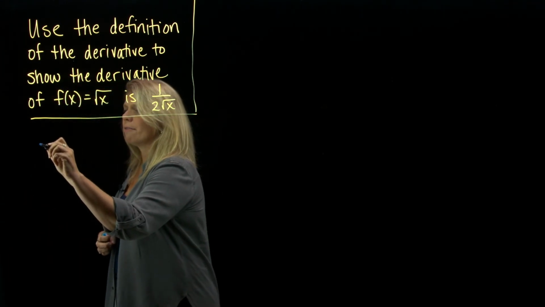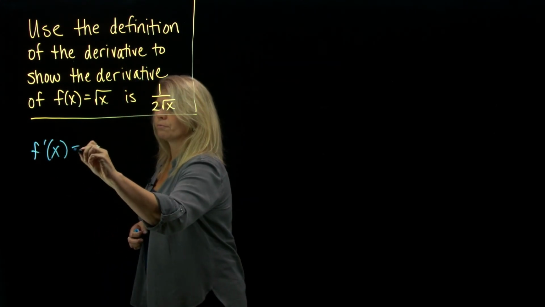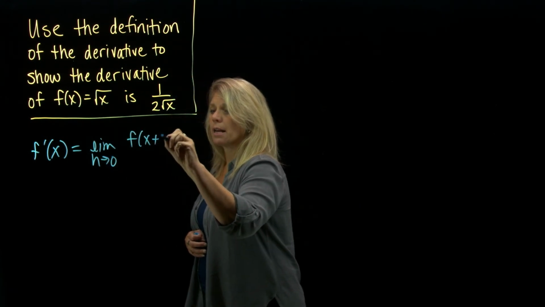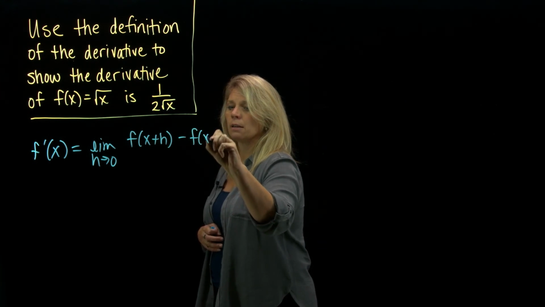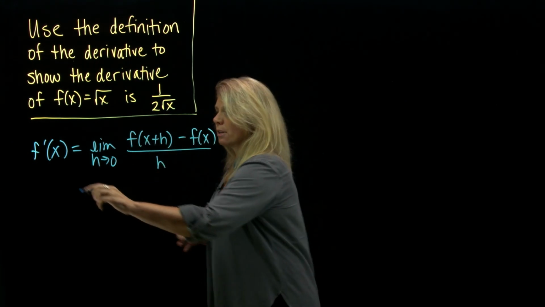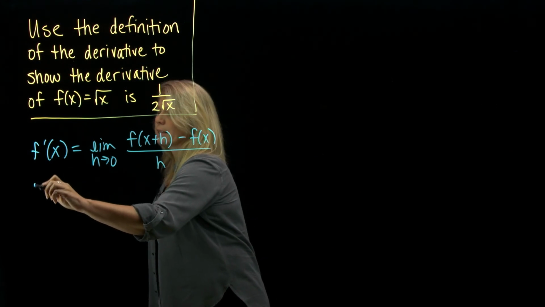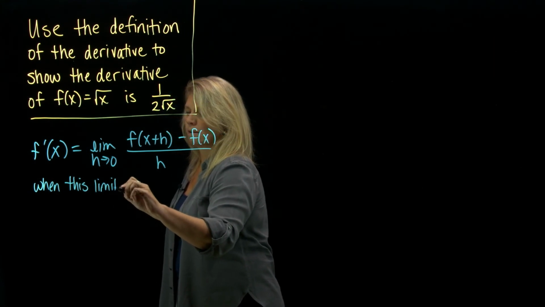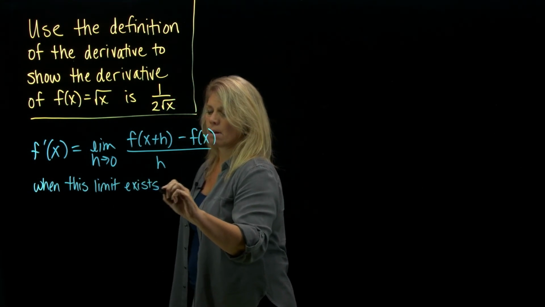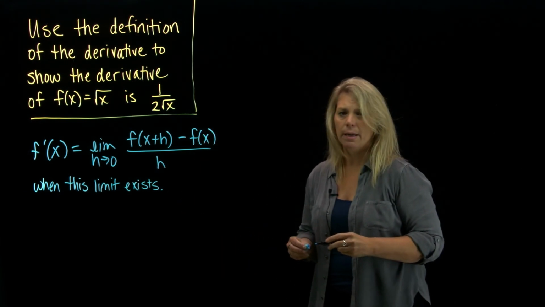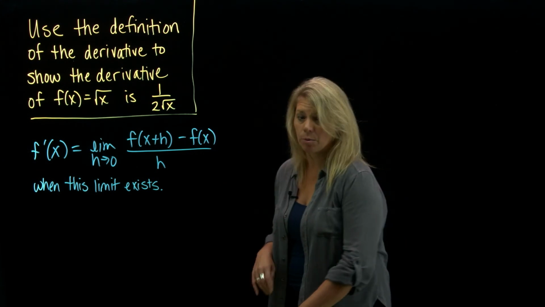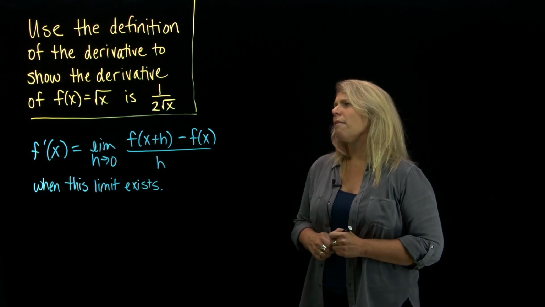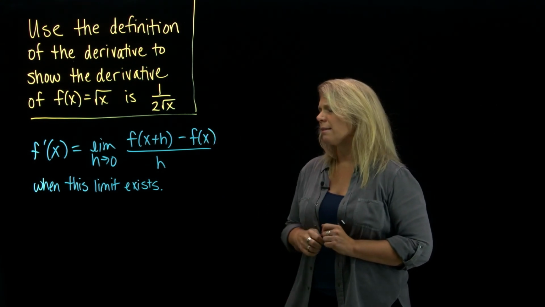So the definition of the derivative would be f prime of x equals the limit as h approaches 0 of f of x plus h minus f of x all over h for all values of x for which this limit exists. So I'll just write when this limit exists. All right, so that's the key to getting started on this problem, is making sure that you remember that definition. That should be something you memorize so that when you look at a problem like this, you know exactly where to start.